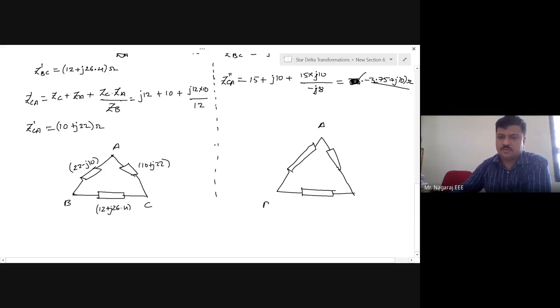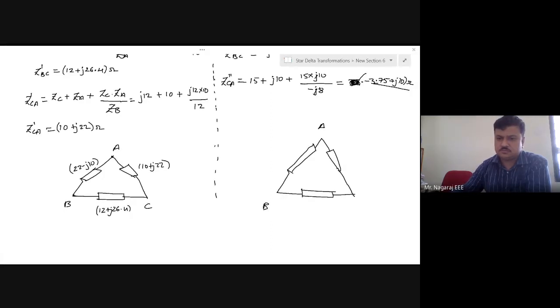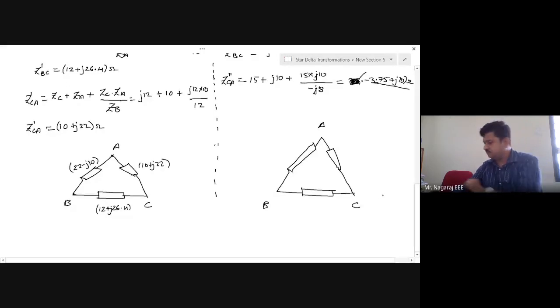A, B and C. So ZAB double dash is 5.33 plus J2. ZBC double dash is 3 minus J8. ZCA double dash is minus 3.75 plus J10. Okay. Now these two delta networks are connected in parallel.